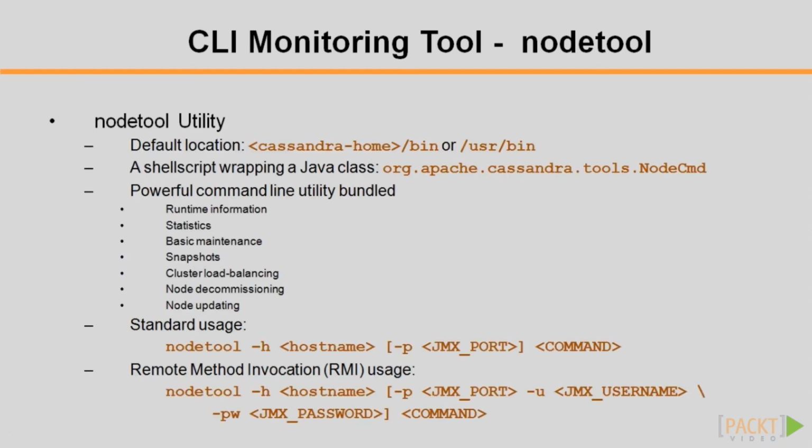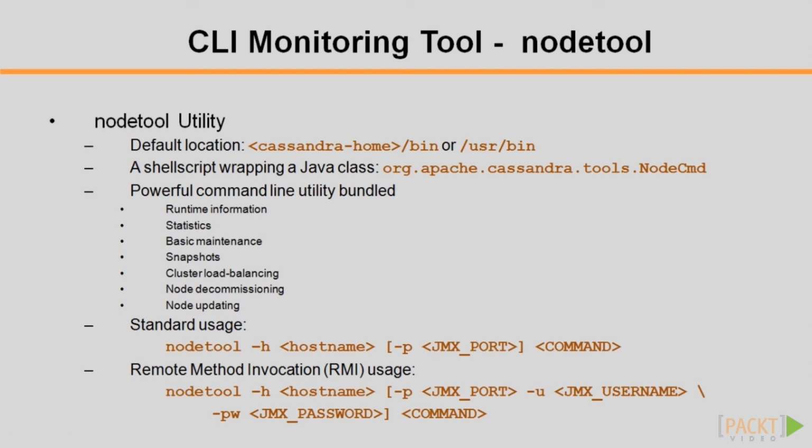Node Tool is bundled with Cassandra installation. The default location is under Cassandra bin directory, or the /user/bin directory on Linux, depending on the method you used to install Cassandra. It's basically a shell script wrapping a Java class, org.apache.cassandra.tools.NodeCmd. It's not only used for monitoring, but also allows managing and controlling Cassandra's behavior. The syntaxes of standard usage and RMI usage are shown on the screen respectively.